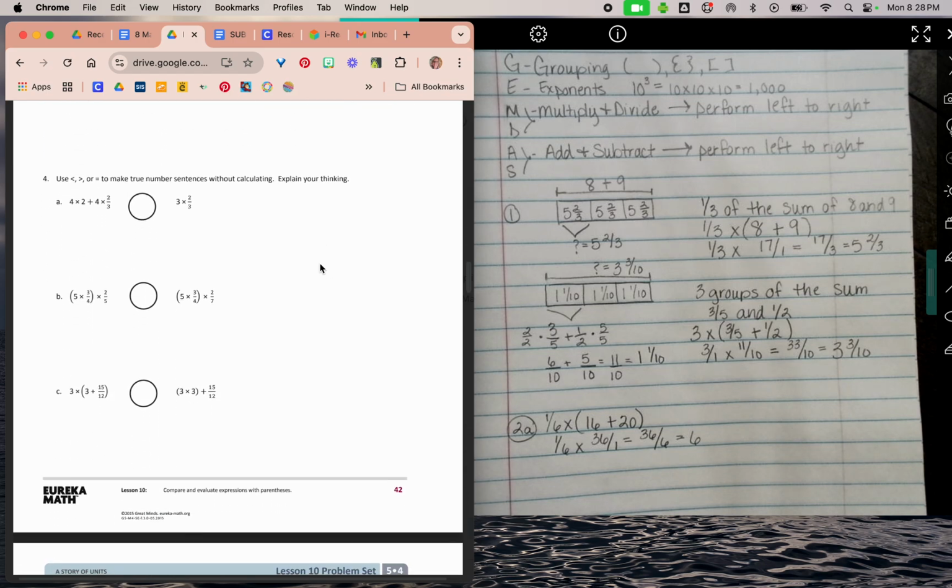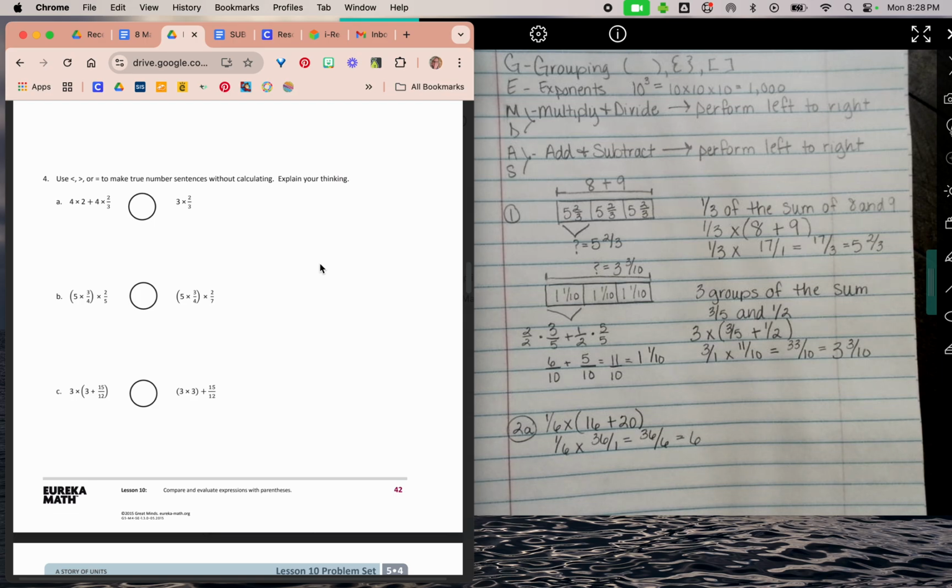Number 4, you're solving each one of those, remembering the order of operations as you do it. And then you are going to be using your less than, greater than, or equal to symbol to answer that. You can explain your thinking just off to the side there. It's asking you to do it without calculating.